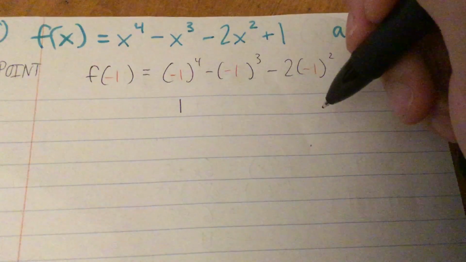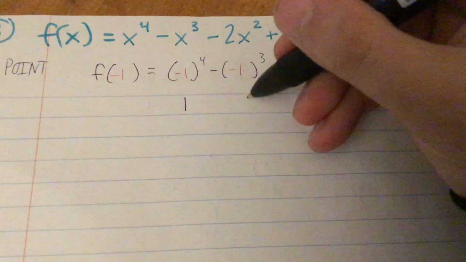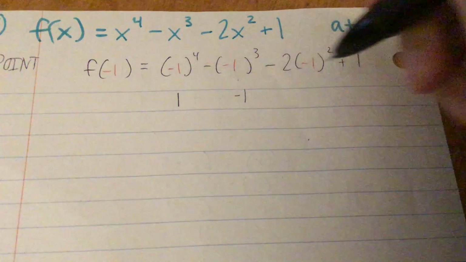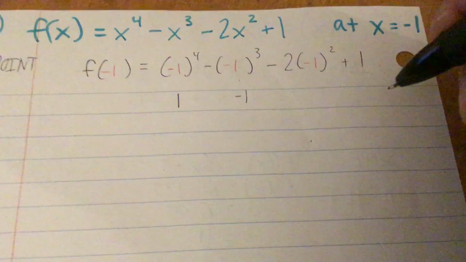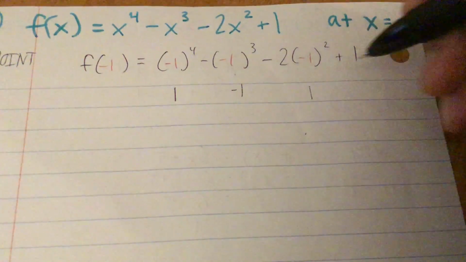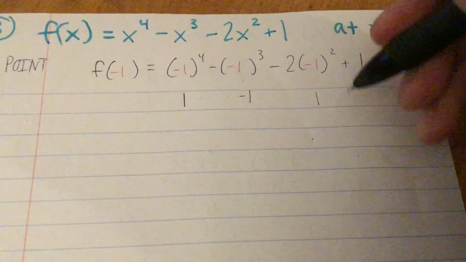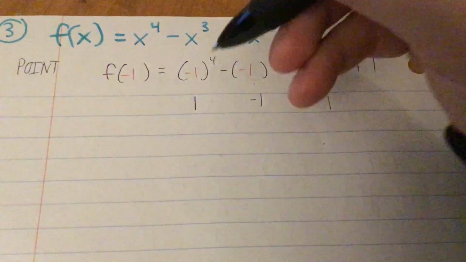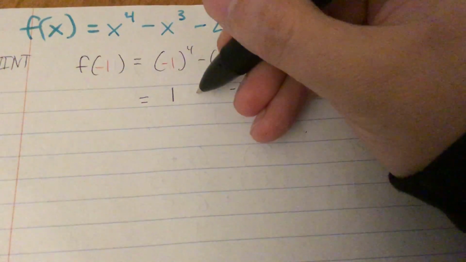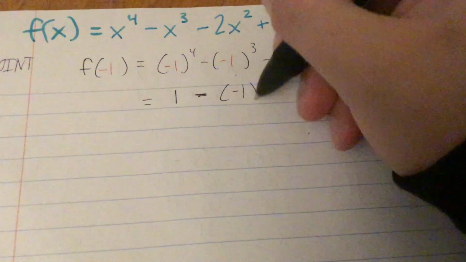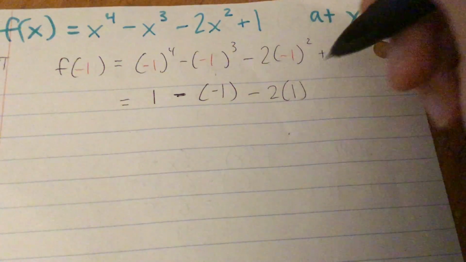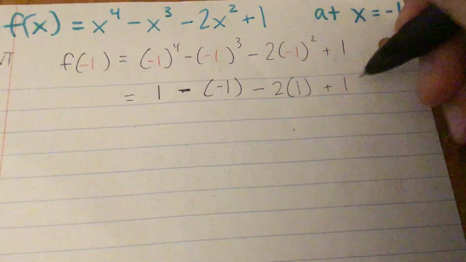Negative 1 quantity to the third power tells me that there's going to be an odd number of negatives, so that's going to be negative 1. Negative 1 quantity squared tells me there's going to be an even number of negatives, so that's going to be positive 1. And now I'm going to put in every coefficient I see. So this is going to be positive 1. There's a minus in front, so this gets parentheses. The positive 1 gets multiplied by negative 2, and that gets added to positive 1.